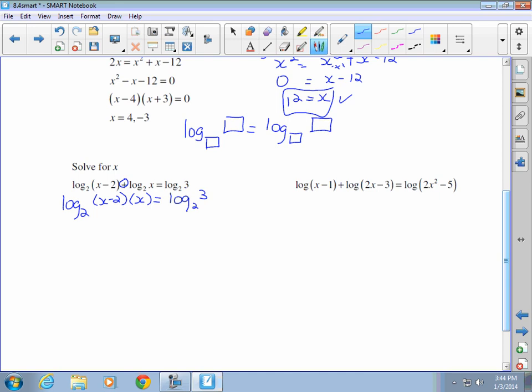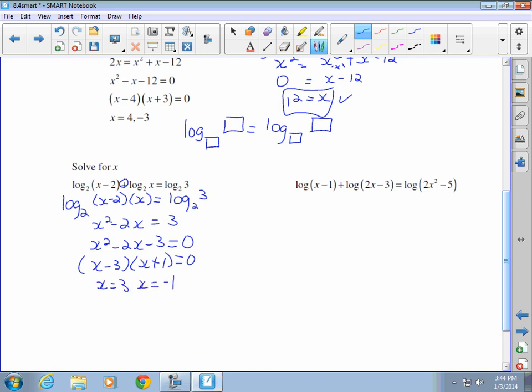So now that my logs are the same, I can drop them, so I have x minus 2 times x, so I'm just going to multiply those right now. So x squared minus 2x is equal to 3. To solve it, x squared minus 2x minus 3 is equal to 0. So this is factoring product and sum, x minus 3 times x plus 1. So x is equal to 3, x is equal to negative 1.